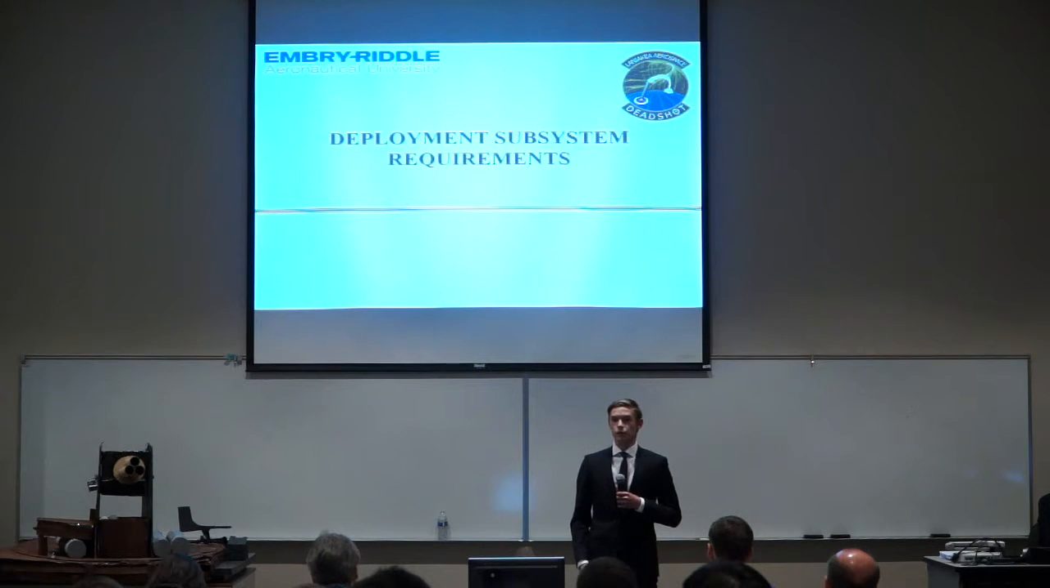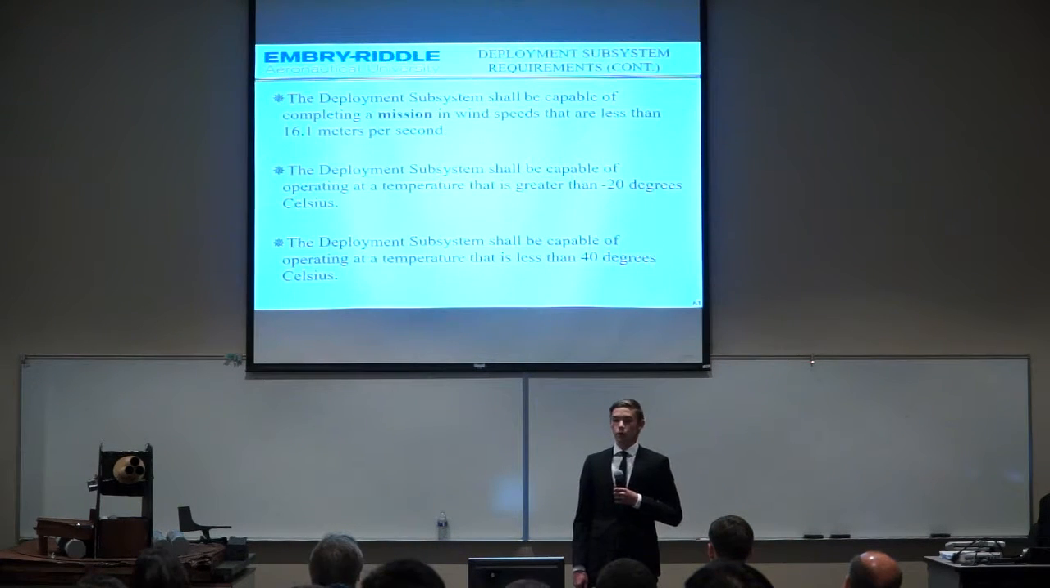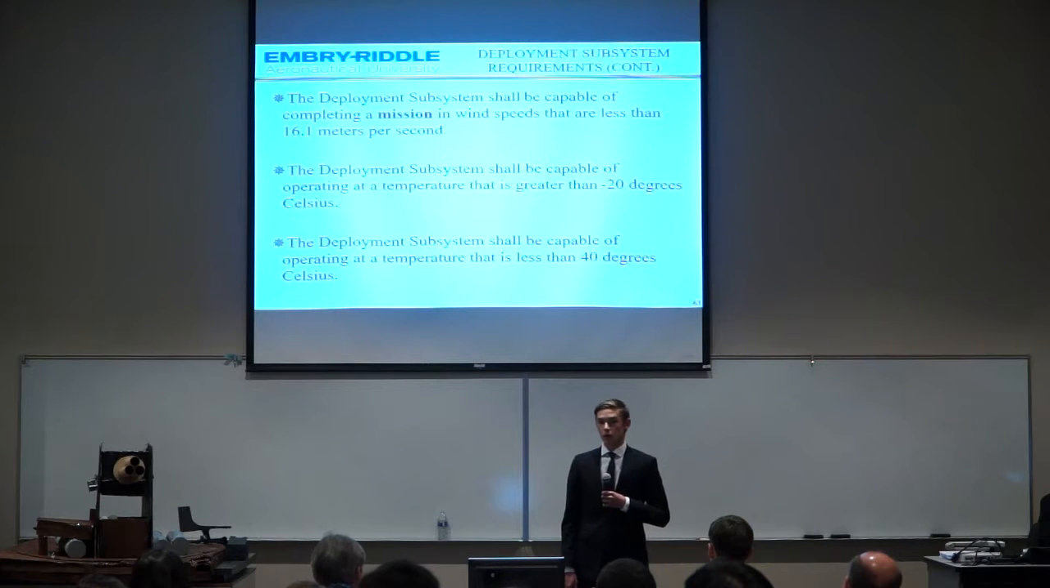On to the deployment subsystem requirements. First off, the deployment subsystem shall be capable of launching projectiles to 50 meters, from 50 meters to 100 meters from the platform. It should also be capable of deploying 3 projectiles to their respective targets in a 1-minute time frame. The deployment subsystem shall also be capable of performing a mission in wind speeds less than 16.1 meters per second, as well as operating in temperatures greater than negative 20 degrees Celsius and less than 40 degrees Celsius.